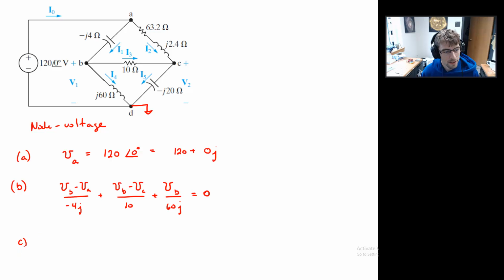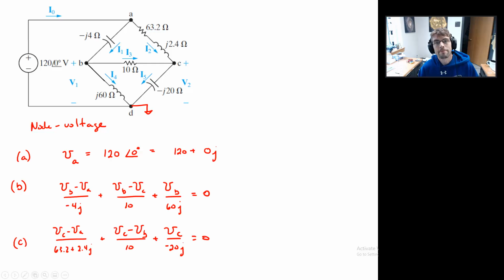Similarly, C, let's write this out. We have VC minus VA over 63.2 plus 2.4j, plus VC minus VB over the 10, plus VC over the negative 20j equals 0.